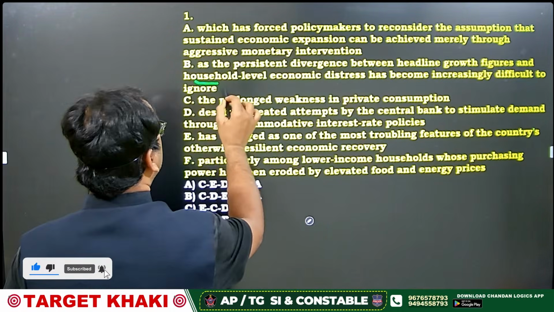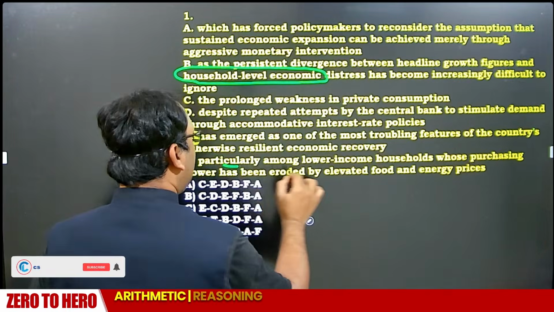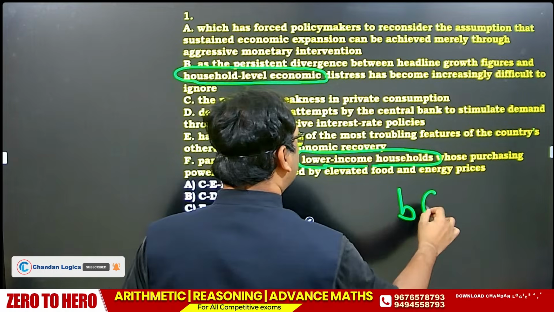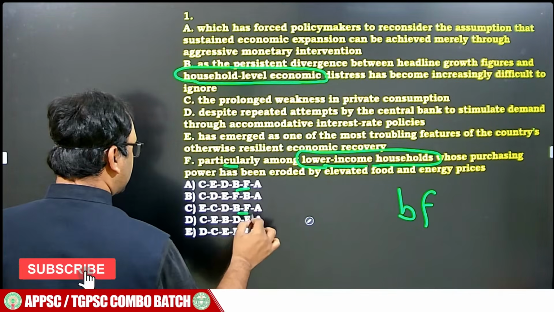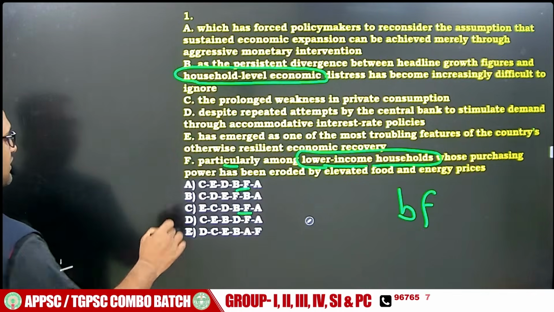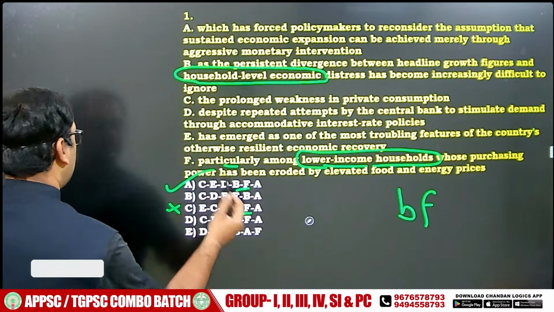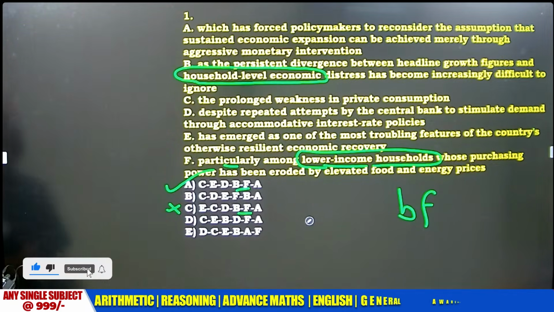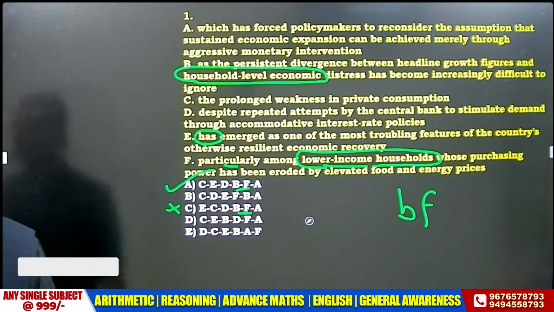Here he said household level economic problem, particularly lower income household level. So BF is one best pair. Here is BF, here is BF. But only E is here, which is impossible. 99 case impossible. And that too, you can't start with a helping verb, so E is eliminated. Only the first option is right.